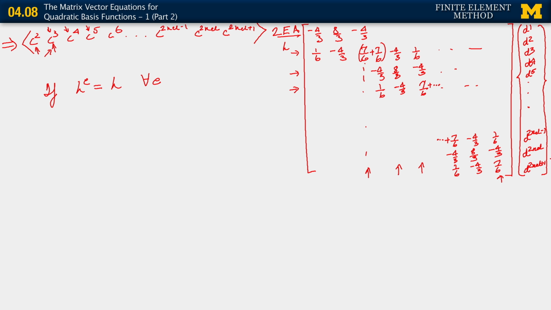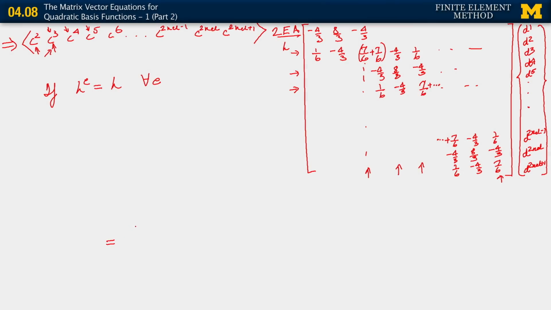Okay, so that is our stiffness matrix, right? Or those are the contributions from the left-hand side term of the weak form. All of this is now equal to, on the right-hand side, again our C vector just as before: C2, C3, C4, C5. We go on until we come to C2NEL minus 1, C2NEL, and C2NEL plus 1.